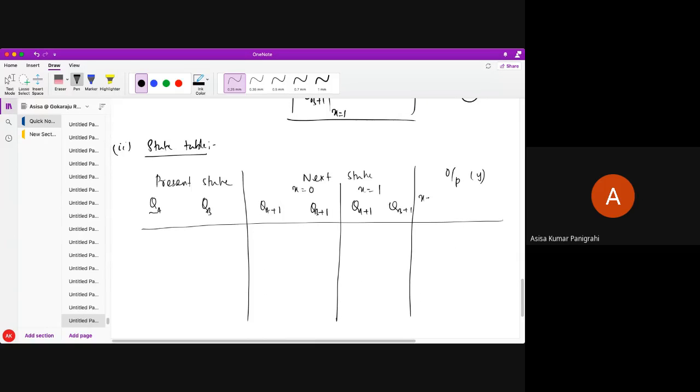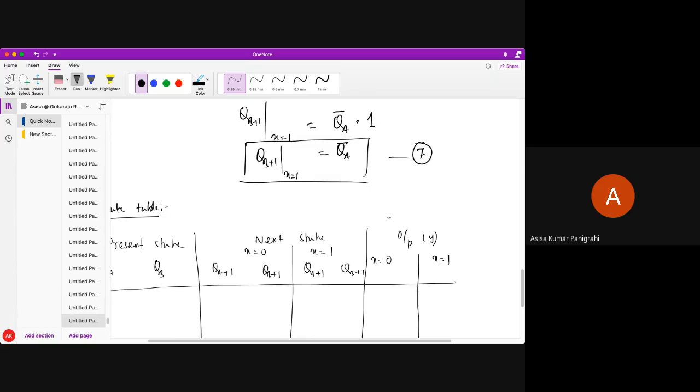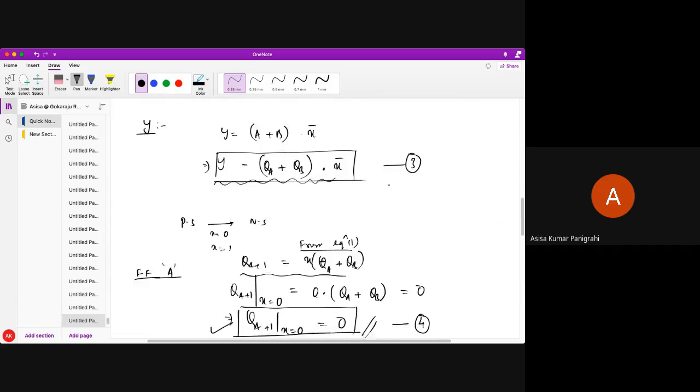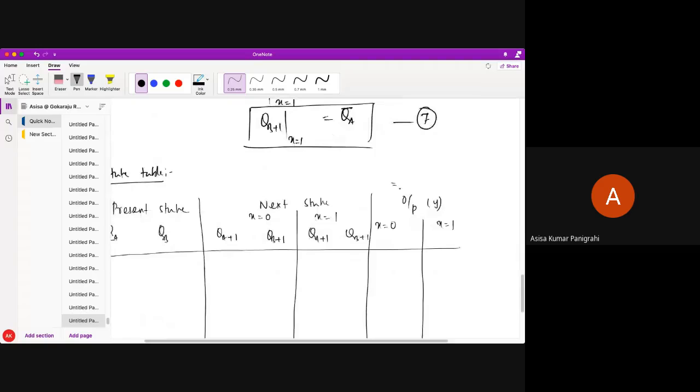For x equal to 0, I have one output. For x equal to 1, I have another output. So what is output actually? Output y is nothing else. What is the equation of y? y equals (QA or QB) and x bar.